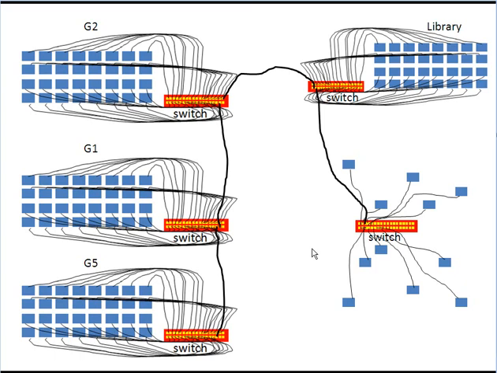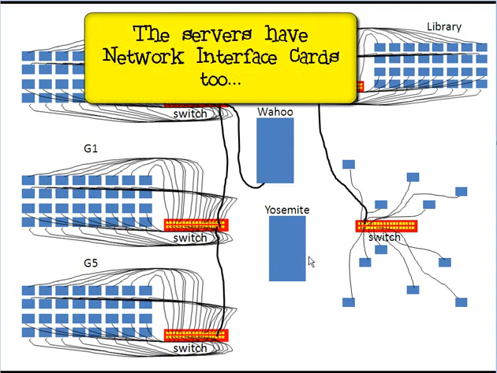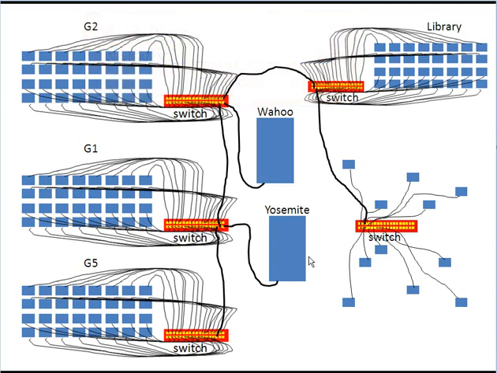There are two special computers in the G-Wing office, and they're called servers. There's the Wahoo server, used mostly by teachers, and there's the Yosemite server, used mostly by students. The Wahoo server has an Ethernet cable that goes to a switch. The Yosemite server has an Ethernet cable that goes to a switch. Now all the computers can see each other through this switch system.